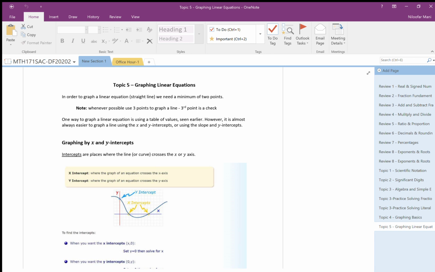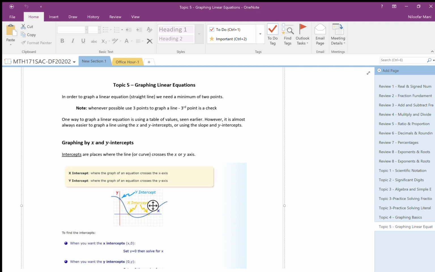Hi everyone. Here I'm going to start topic 5, which is graphing linear equations. So we talked about graphing using a table of values, where you just had to graph it and use graphing techniques and those 7 steps. But right now we are just going to talk about graphing linear equations, just lines.